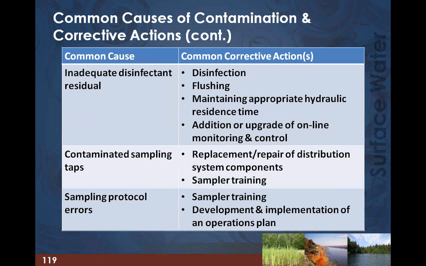and might see again. So inadequate disinfectant residual, this might be where they need to either do a one-time flushing or disinfection event, or make it part of their ongoing operations and maintenance practices. Contaminated sampling taps, this could be additional training of the folks sampling. This could be repair or replacement of the distribution system, or even of the taps or the local plumbing itself to get something that's safe. Installing a sampling tap, for instance. And finally, problems with protocol, problems with procedure, and those are more human-based training and operations and development improvements.